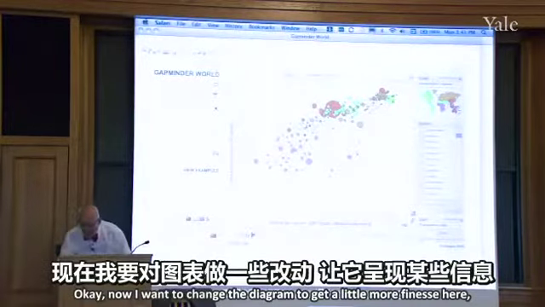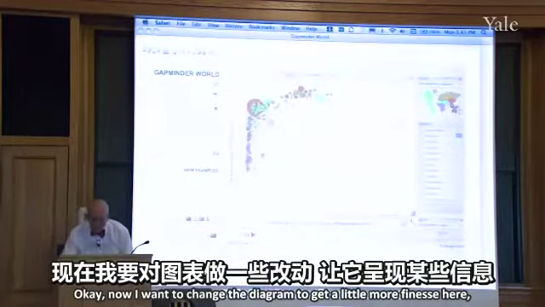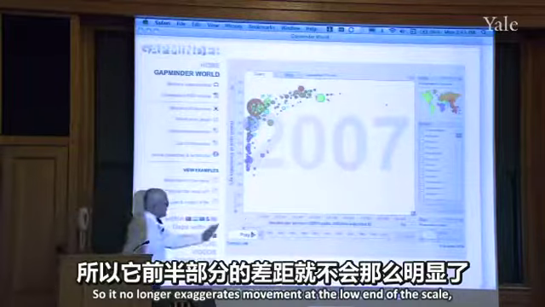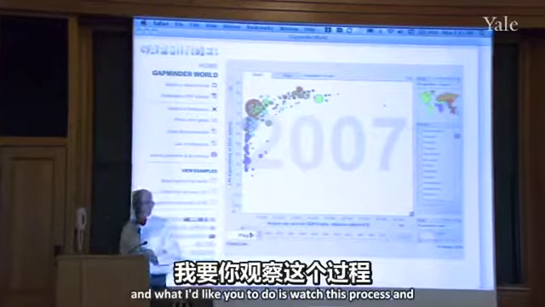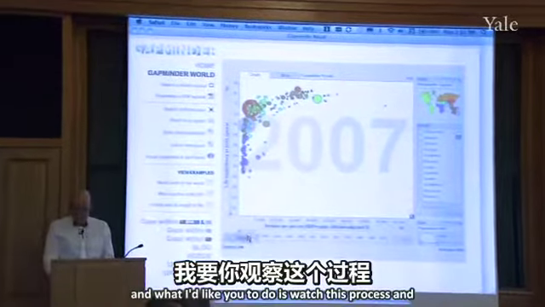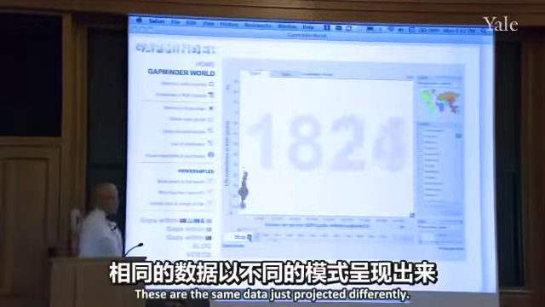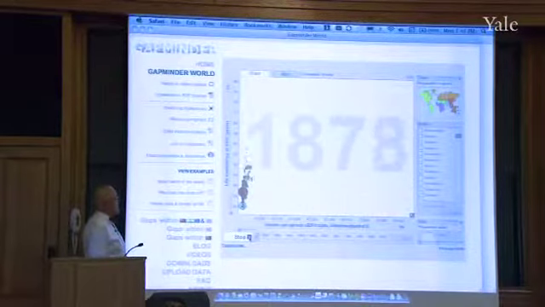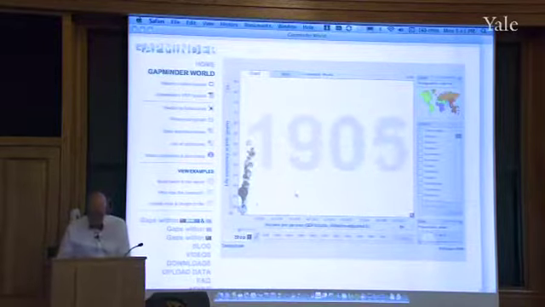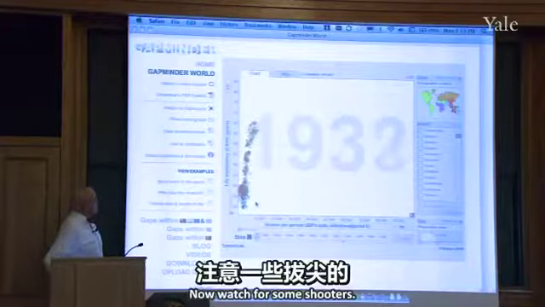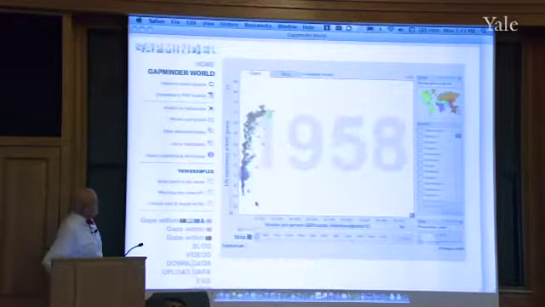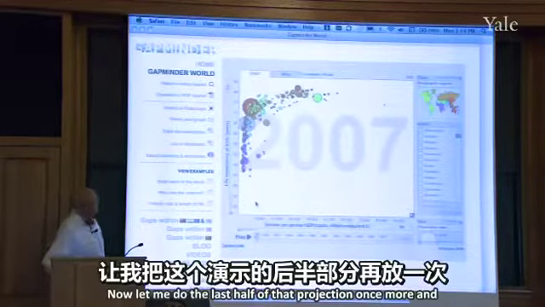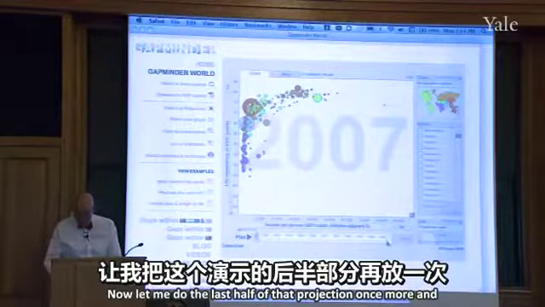Okay, now I want to change the diagram to get a little more finesse here. Now I have made the income curve linear, so it no longer exaggerates movement at the low end of the scale. What I'd like you to do is watch this process and tell me what you think you're seeing. These are the same data, just projected differently. Now watch for some shooters. Now let me do the last half of that projection once more, and then we'll try to talk about it.